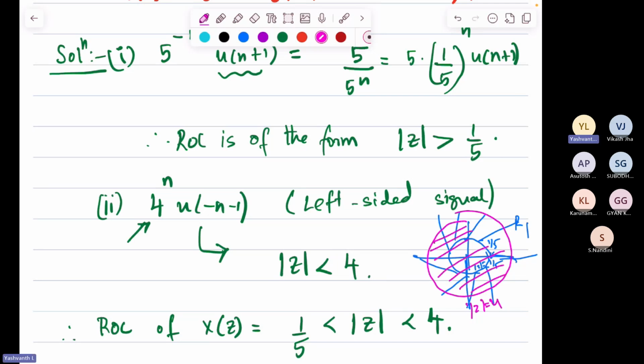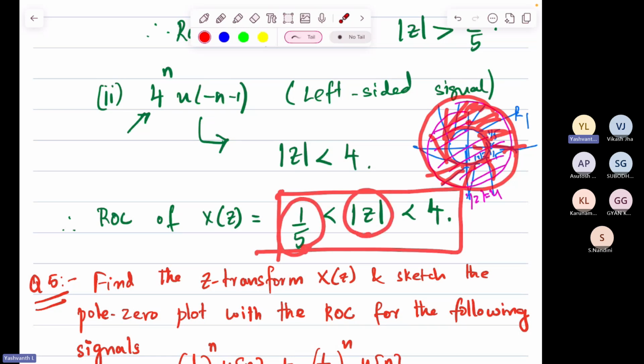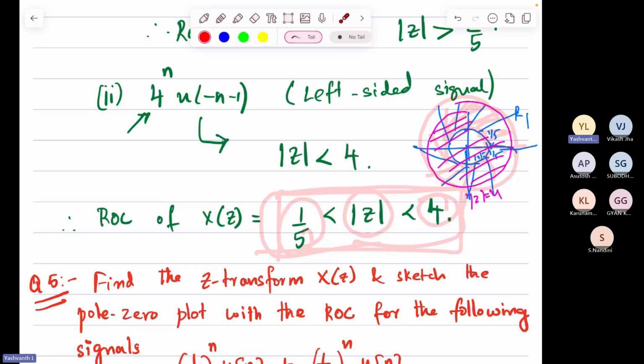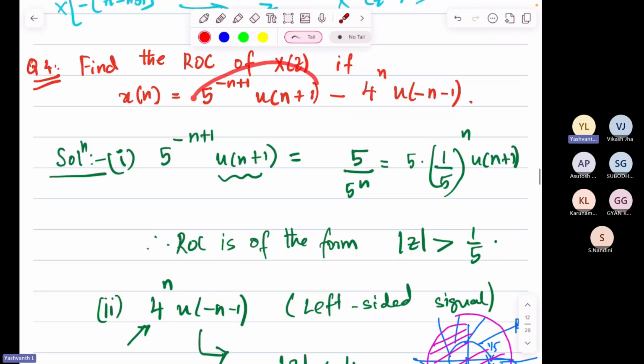What is the common intersection? The common intersection is this annular region between mod Z equal to 1 by 5 and mod Z equal to 4. That's what I wrote here. So the ROC of X of Z is mod Z lying between 1 by 5 and 4. That means only in this region will the Z transform converge to 1 by 1 minus A times Z inverse, all those things.